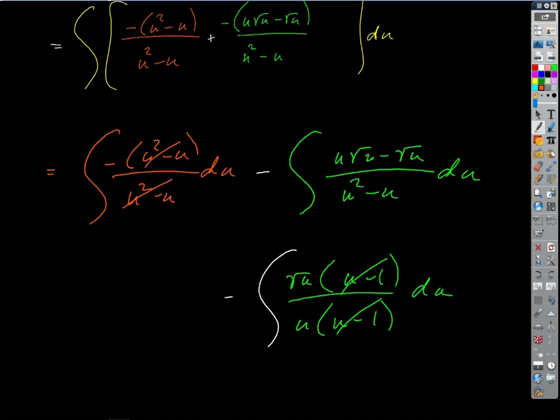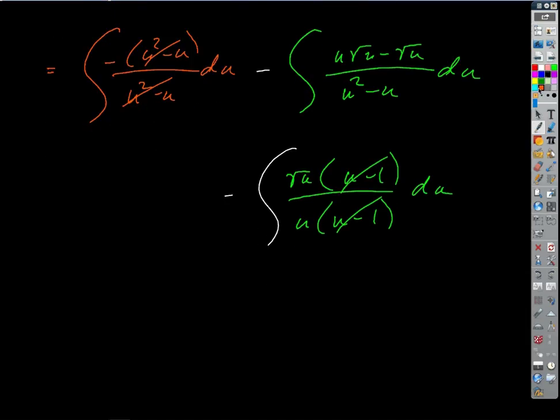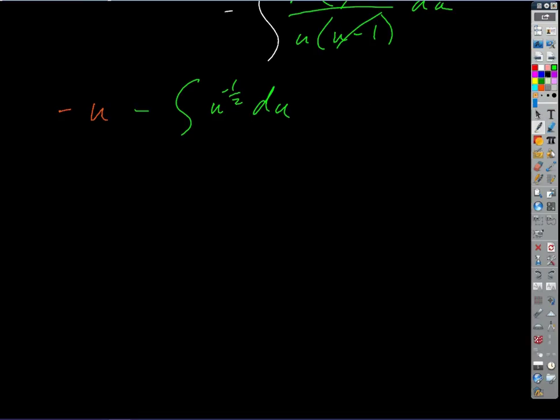Does that make sense? So then what are we going to get from this? What's the antiderivative of negative du? That's just negative u. And what do we get over here? If those cancel, this just becomes the integral of u to the minus 1/2 du. What's the answer to that one? What's the antiderivative of u to the negative 1/2? 2u. Good, 2u to the 1/2, right?